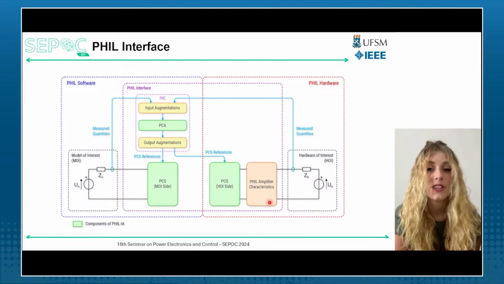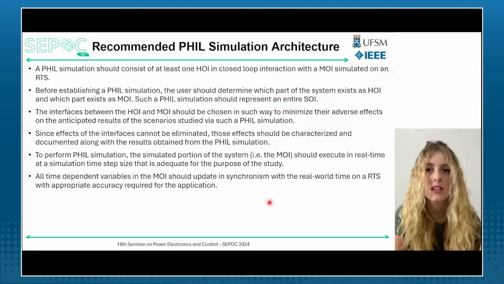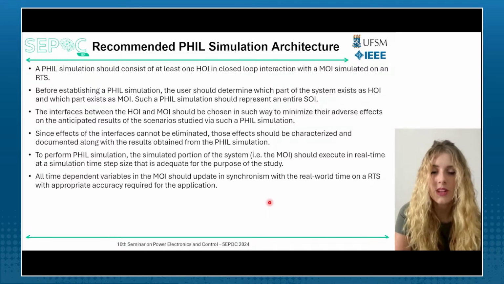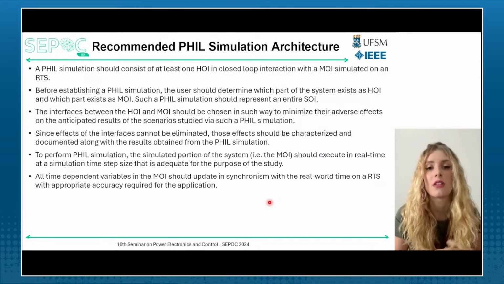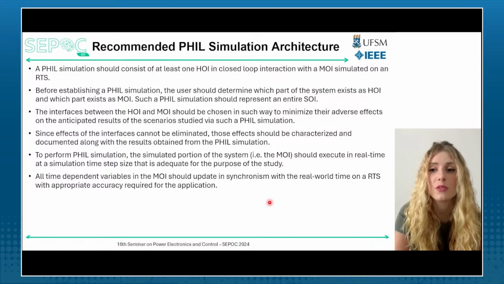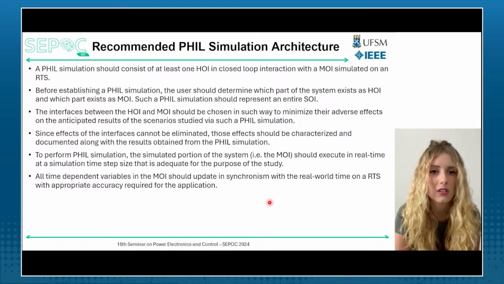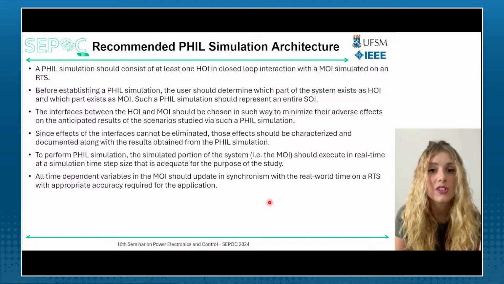So what needs to be done before simulation even starts? There is a certain checklist that we could use and certain things that should be considered. Maybe this list looks straightforward and common sense, but I think it doesn't hurt if, just before doing a simulation, you consider what there is to be taken into account. So, as I mentioned, a power hardware in the loop simulation should consist of at least one hardware of interest in close interaction with the model of interest simulated on a real-time simulator.